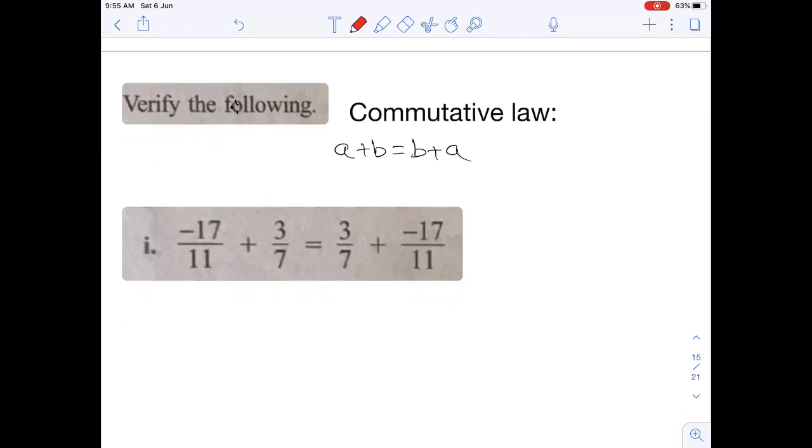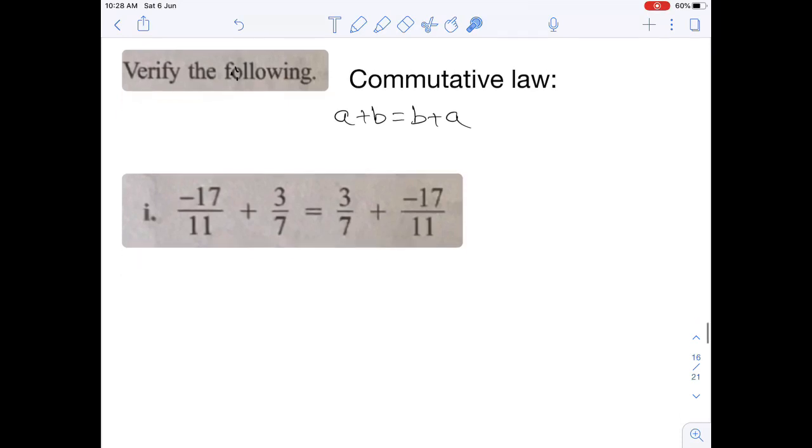Now we are going to learn a new rule which is known as the commutative law. Commutative law means a plus b equals b plus a. So commutative law means if we change the place of the numbers, our answer remains the same. There will be no change in the answer if we change the position. Here a is present first, here a is present after b, so if there is any change in the position, there will be no change in the answer. Let us verify it with this example.